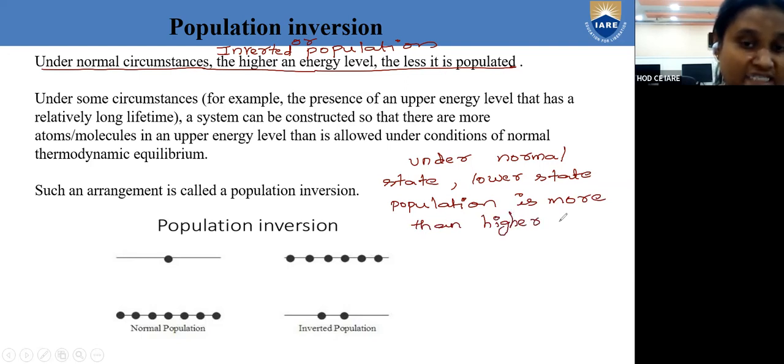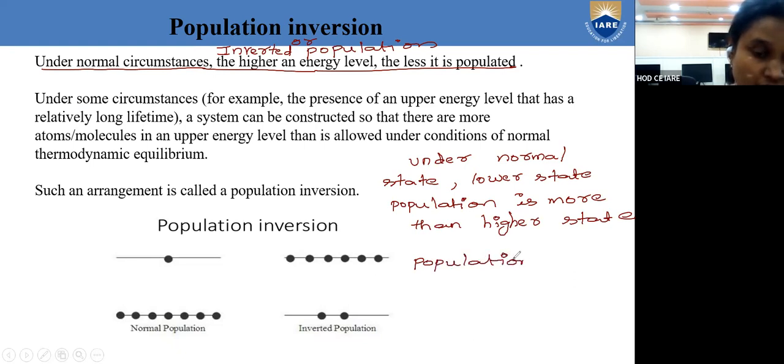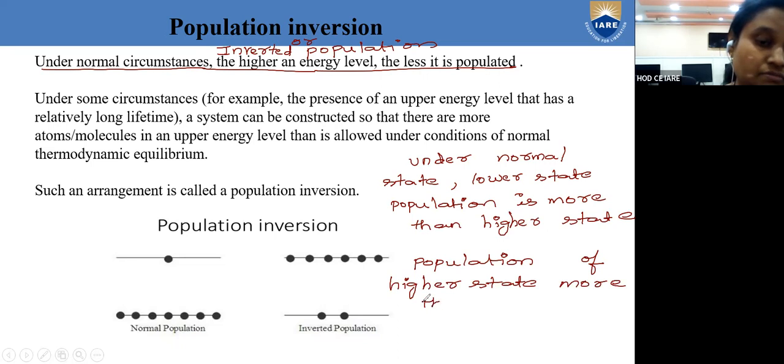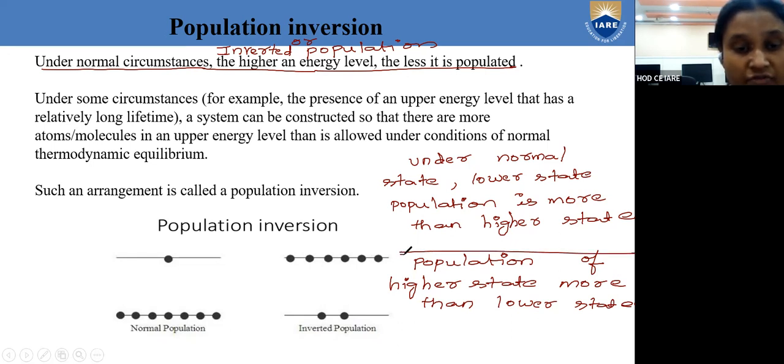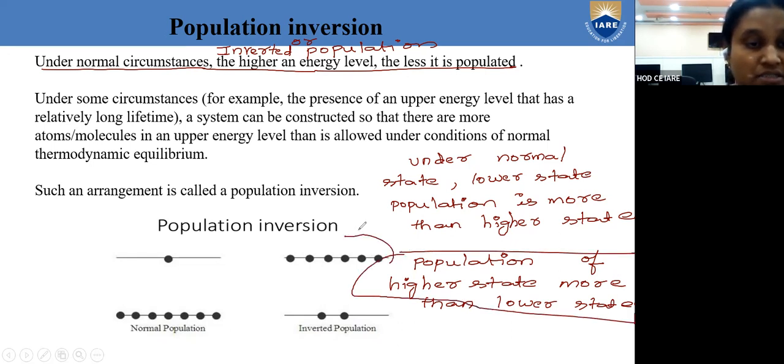But by some means, if you are able to make the population of the higher state more than the lower state, then that condition is called population inversion. So what is population inversion? Generally, when we don't supply any energy, lower state population will be more than higher state. But if we are able to make population of higher state more than lower state, that condition is called population inversion.